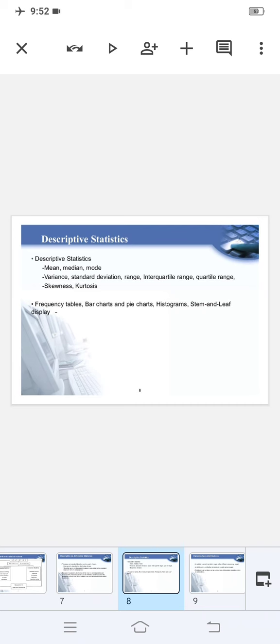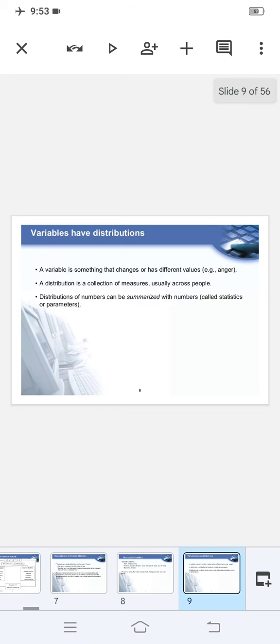Now let us have a look at descriptive statistics. What comes under descriptive statistics: calculating the mean, median, mode, variance, standard deviation, range, interquartile range, skewness, kurtosis. These are all parameters of descriptive statistics, along with frequency tables, bar charts, pie charts, histograms, stem and leaf display. These are the types of displays we use in descriptive statistics.